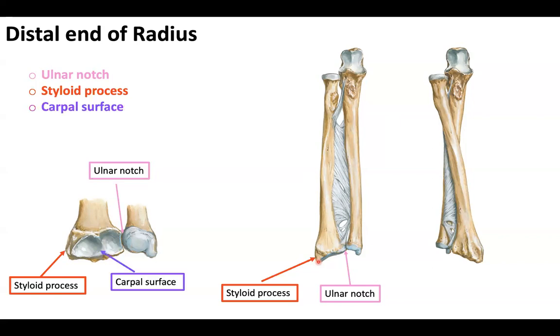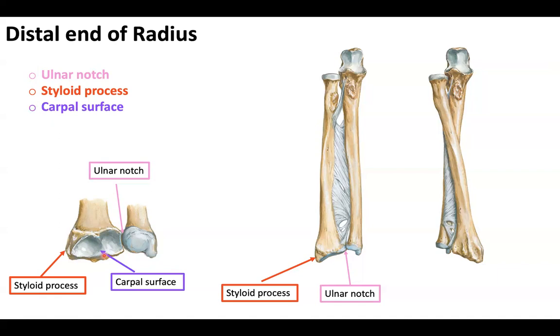In addition, distally, radius has the carpal surface. As the name indicates, this surface articulates with the proximal row of carpals, specifically with scaphoid and lunate, and it forms the wrist joint. Ulna doesn't have a carpal surface, so it doesn't participate in the formation of the wrist joint. But radius has a carpal surface. As you see, this surface is lined with articular cartilage, and it articulates with the proximal row of carpals and forms the wrist joint.